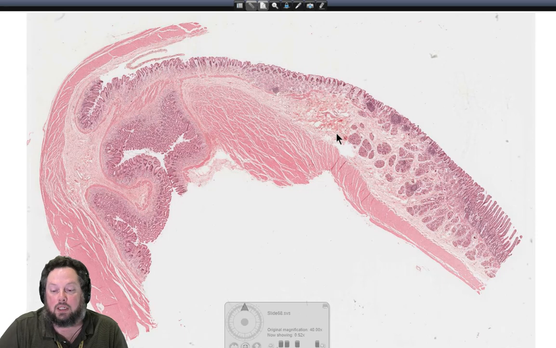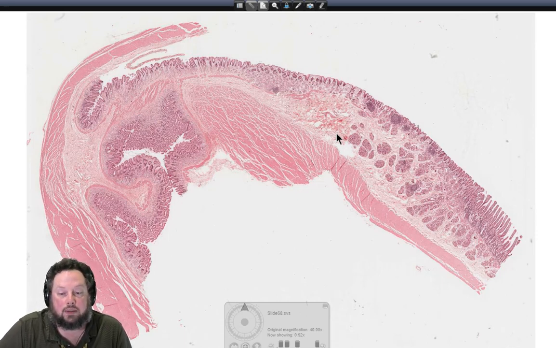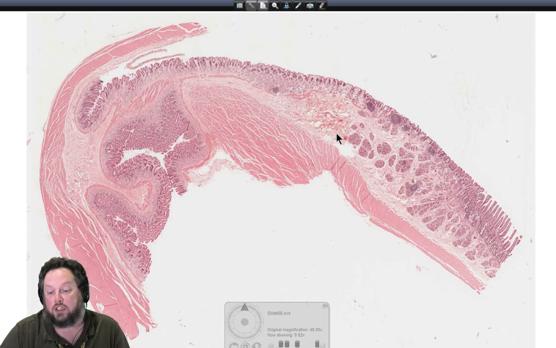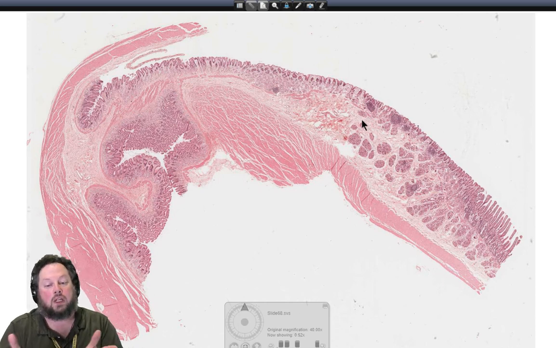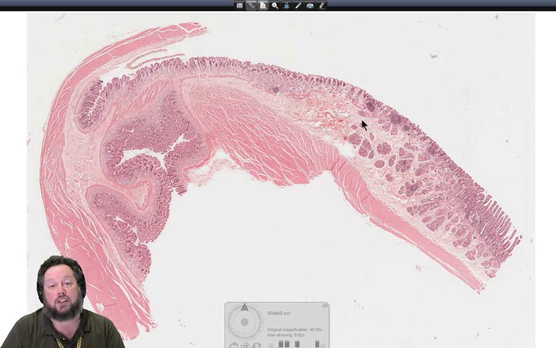The other feature to look out for, to look at whether you're looking at a section of one of the junctions, or which junction you're looking at, is the presence of submucosal glands. Now, we can have submucosal glands in the esophagus, and they can be found in the distal region near the junction between the esophagus and the stomach, the cardio-oesophageal junction.